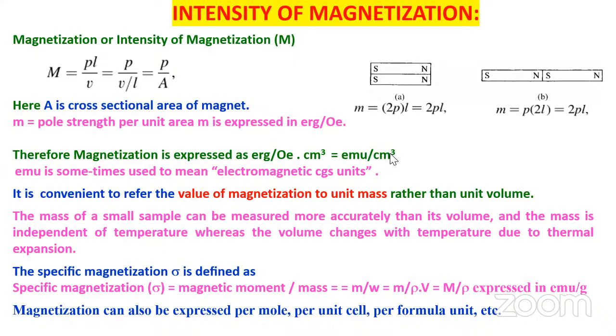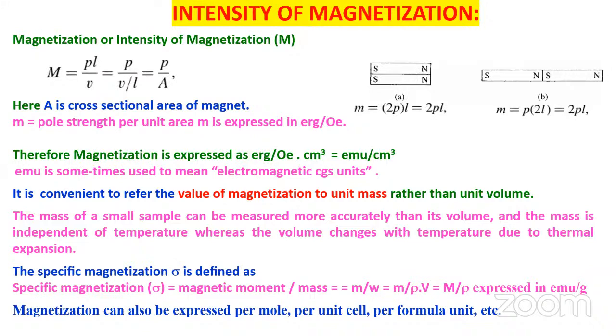Now, magnetization is usually expressed per unit volume. But if I take the same substance and it is packed in a different way, then the volume of that substance cannot be measured accurately. Therefore, it is sometimes difficult to express this quantity per unit volume. The mass of a small sample can be measured very accurately compared to the volume, so mass is used to express the magnetization, because mass is independent of temperature, whereas the volume may change as a function of temperature because of the thermal effect.